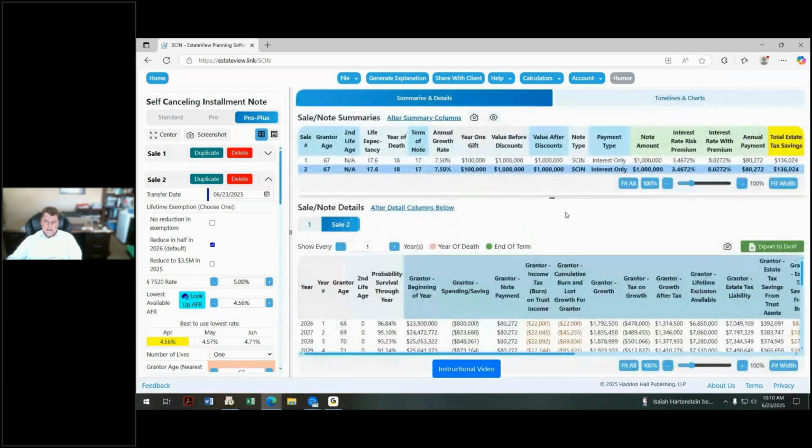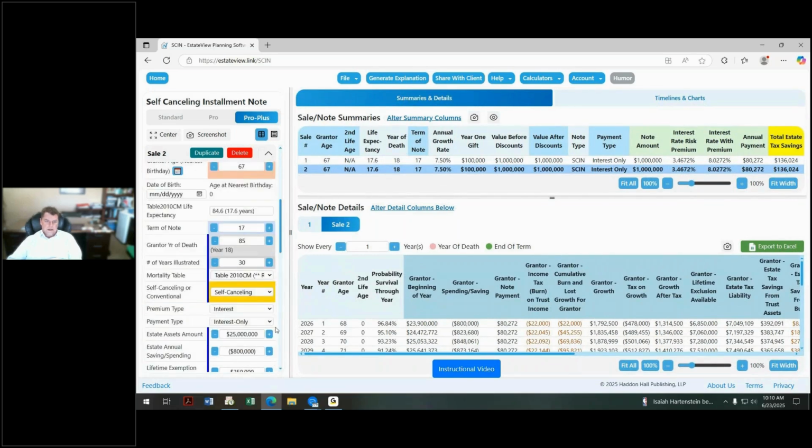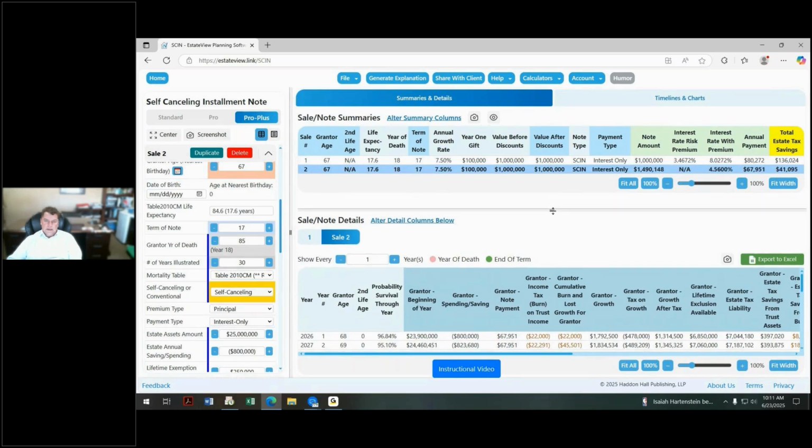So going back to this calculator for the SCIN, what I'd like to show too is, let's go down to here, and we're going to say that instead of a premium type being interest only, let's say we wanted to make it a principal premium. So again, what we've got here is the same payment summary. It's the same note, same terms, 18 years till date of death, term of the note 17 years.